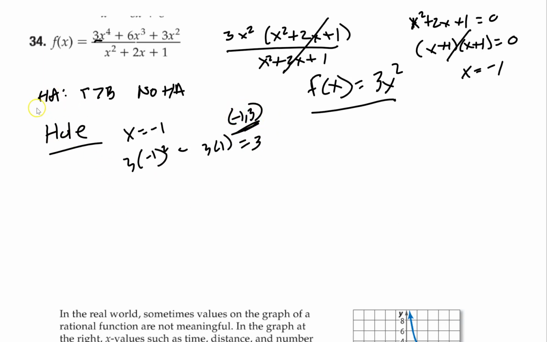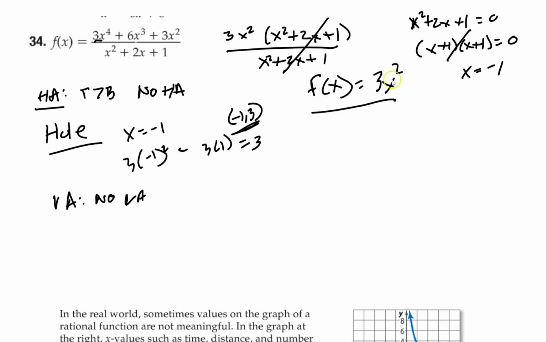Now, so we have horizontal asymptote, none. Hole at -1, 3. Vertical asymptote, so denominator equals 0. Again, notice no vertical asymptote anymore. There's no denominator. So no vertical asymptote. It all got canceled out. And then we could find the x and y intercept. I'll tell you right now it's 0, 0.